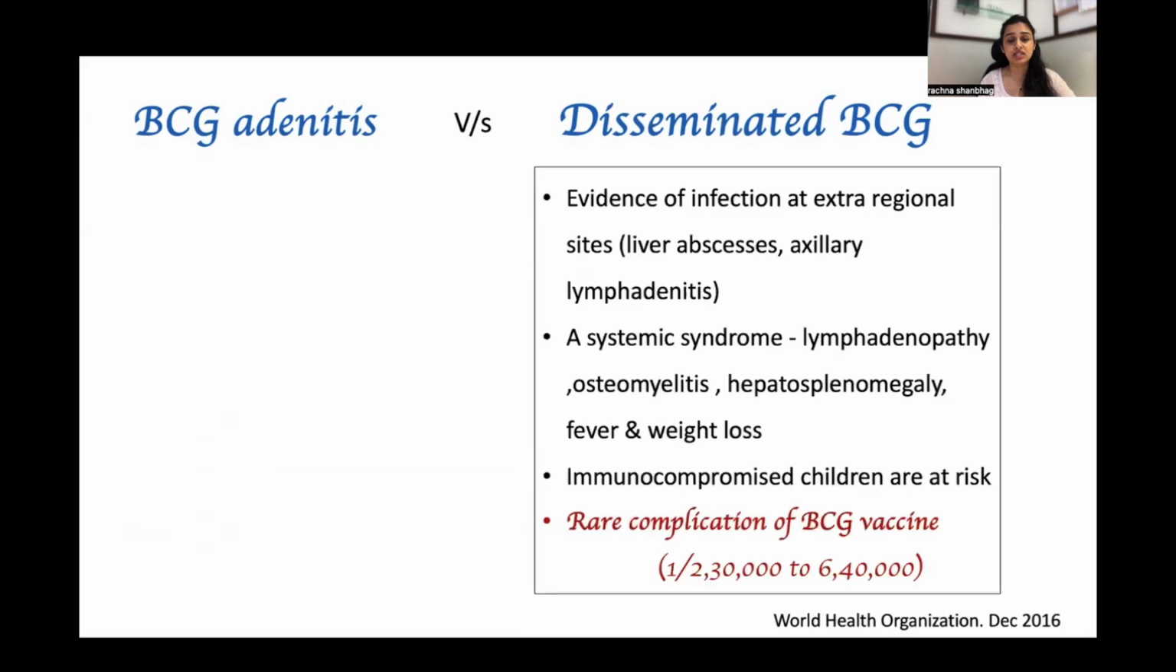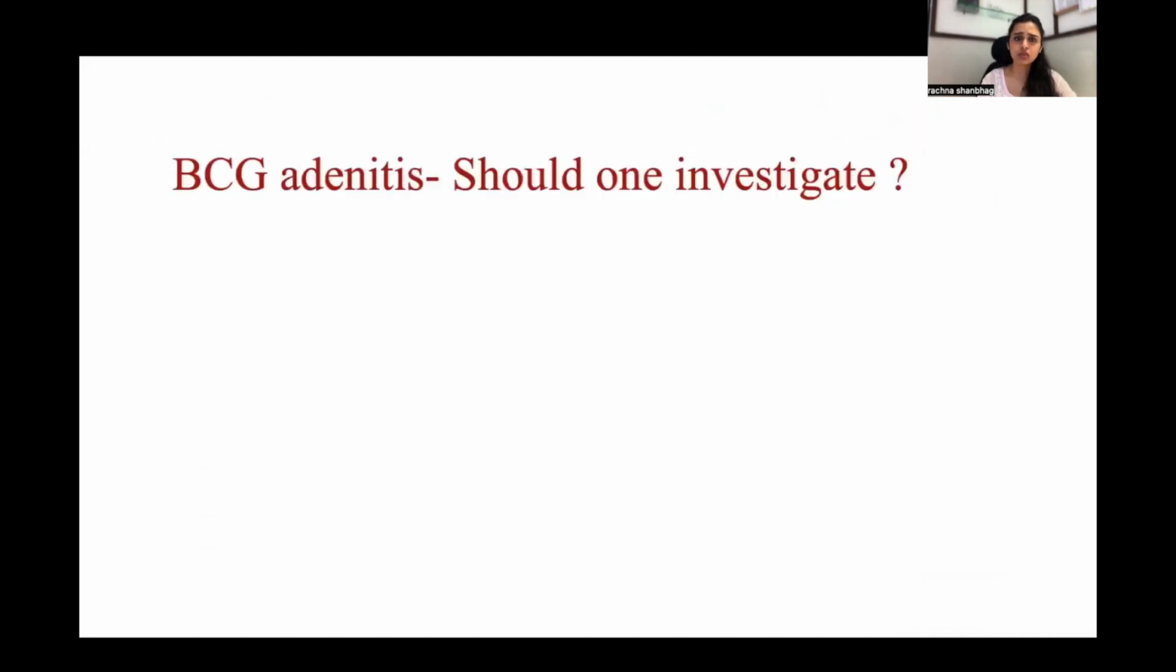Whereas in disseminated BCG, there has to be evidence of infection at extra-regional sites, such as in the form of liver abscesses, axillary lymphadenitis, etc., along with a systemic syndrome with lymphadenopathy, osteomyelitis, hepatosplenomegaly, fever, weight loss, etc. Usually, immunocompromised children are at risk of developing disseminated BCG infection, and it is relatively a rare complication of BCG vaccination. So coming to the important question, BCG adenitis, should one investigate?